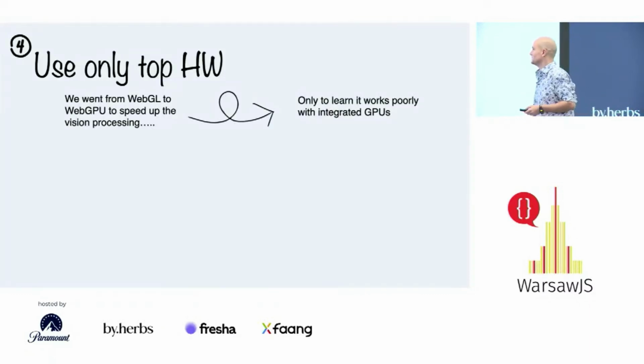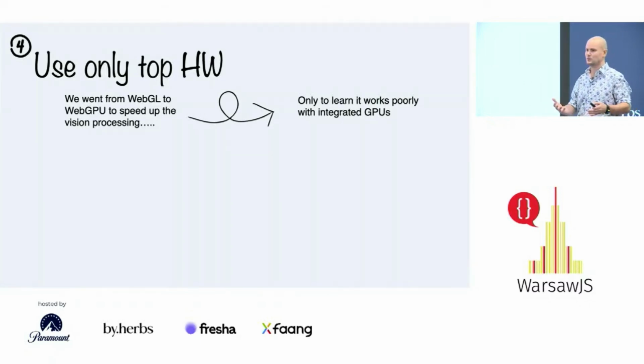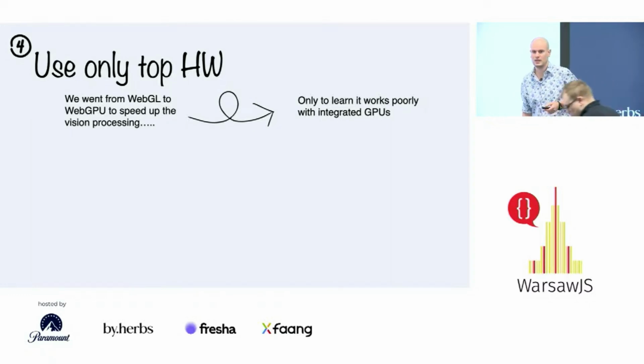Another big mistake you can make is using only top hardware for your optimization work. For example, you are preparing a new algorithm, solution, or feature, and it's running at a certain speed, so you try to optimize it. For example, I managed to decrease the time spent on the algorithm by 10%, which seems nice. And we did it while moving from WebGL to WebGPU. WebGPU is a new API which allows TensorFlow to access the GPU directly without WebGL. So it should be better, and it was better.